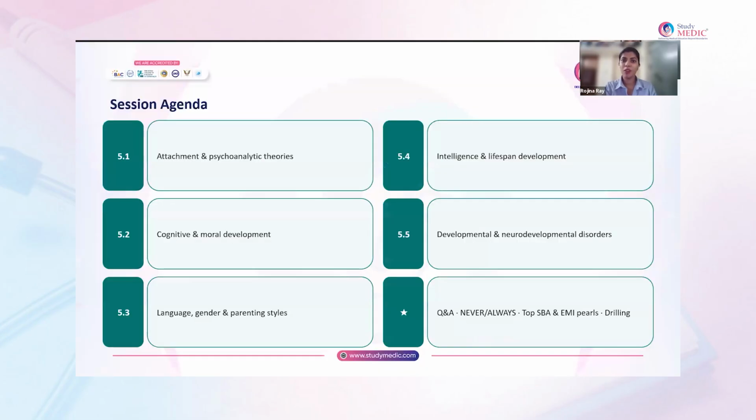So let me try to give you a brief overview of what we will be discussing under today's lecture. Our lecture is on human development and we will divide it into 5 pillars. We will begin with attachment theory and we will look at the psychoanalytical framework. Then we will move on to the cognitive and moral theories of development by Piaget and Kohlberg. We will further discuss the socio-environmental factors like language and parenting. Then we will move on to lifespan psychology and we will look at the key neurodevelopmental disorders.